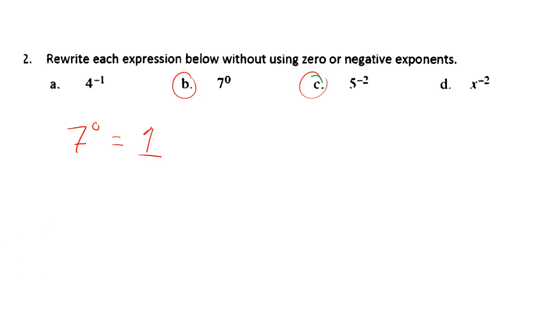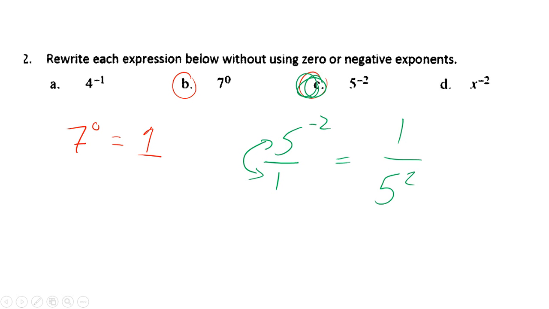And then when we have a negative, so 5 to the negative 2nd, you create a fraction, so 5 over 1. It changes positions and the exponent turns positive. So the number on the top moves to the bottom with the exponent, and the exponent becomes positive. So your new answer would be 1 over 5 squared, and 5 squared is 25. So your new answer would be 1 over 25.